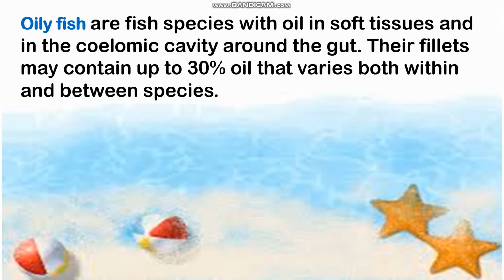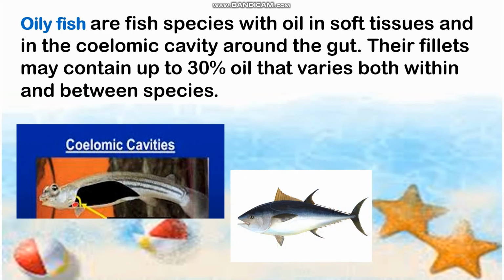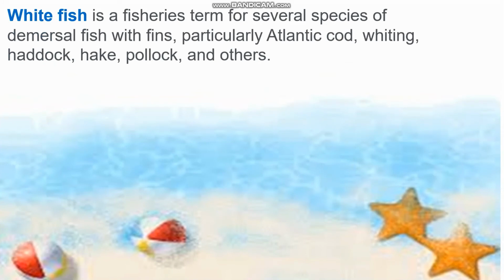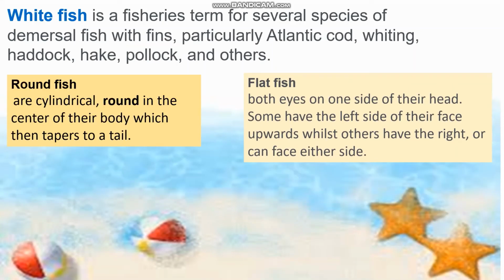Oily fish are fish species with oil in soft tissues and in the coelomic cavity around the gut. Their fillet may contain up to 30% oil that varies both within and between species. White fish is a fisheries term for several species of demersal fish with fins, particularly Atlantic cod, whiting, haddock, hake, pollock, and others. There are two classifications of white fish: the round fish and the flat fish.